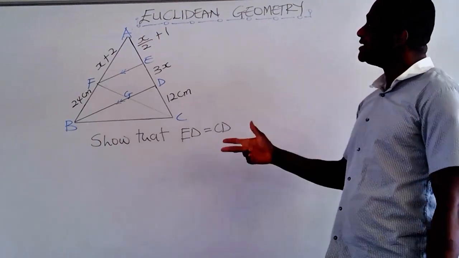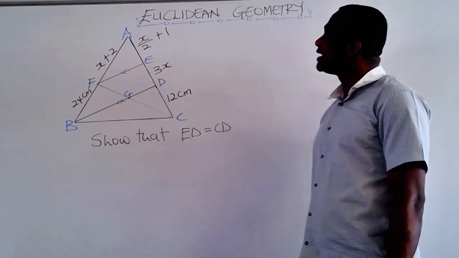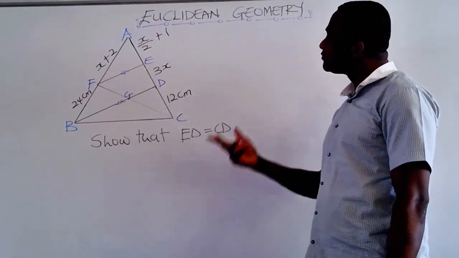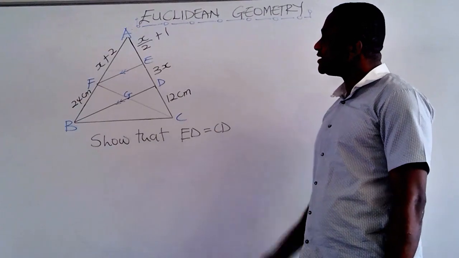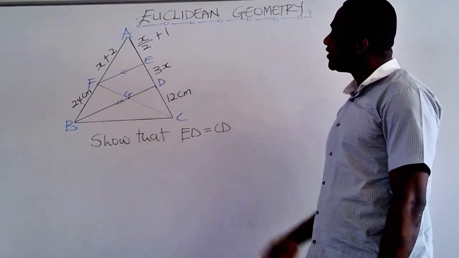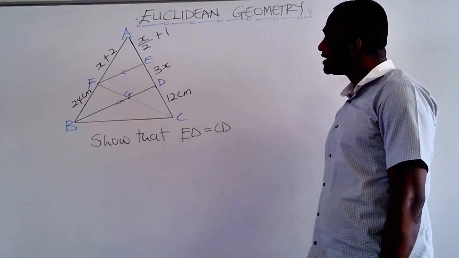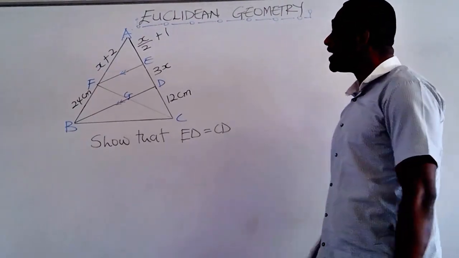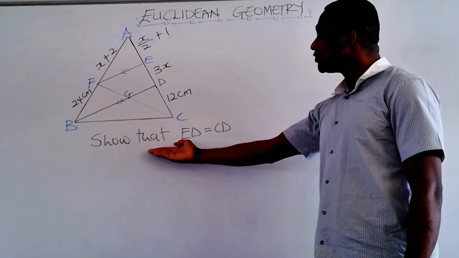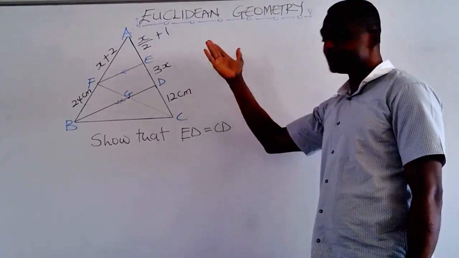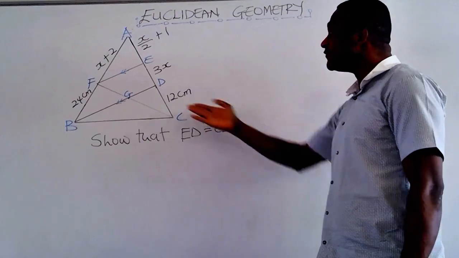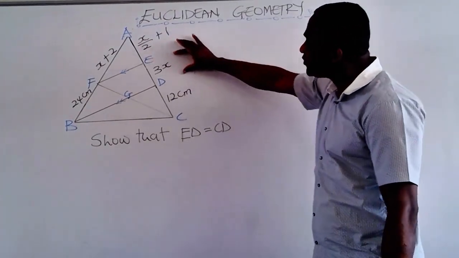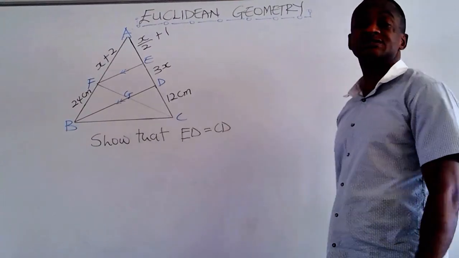They gave us that AE is x over 2 plus 1, AF is x plus 2, FB is equal to 24, ED is equal to 3x, and GC is equal to 12. Now they are asking us to show, using the proportionality theorem, that ED is equivalent to CD. In a nutshell, they are asking us to prove that this is 12 as well as this.